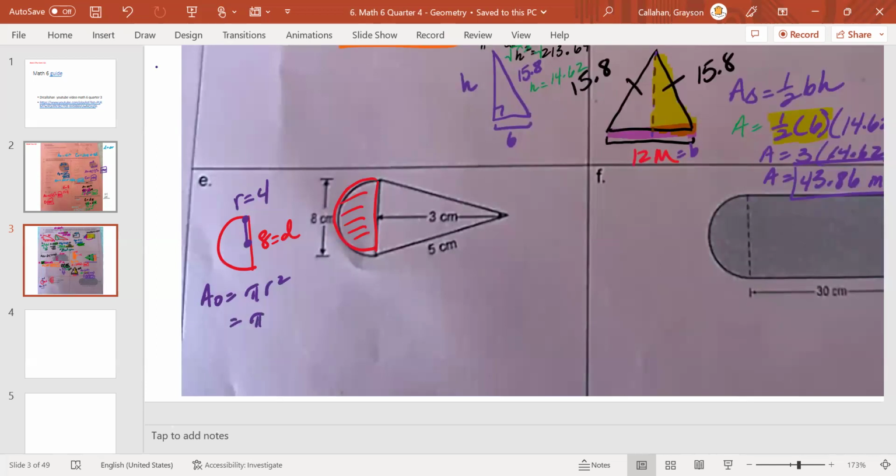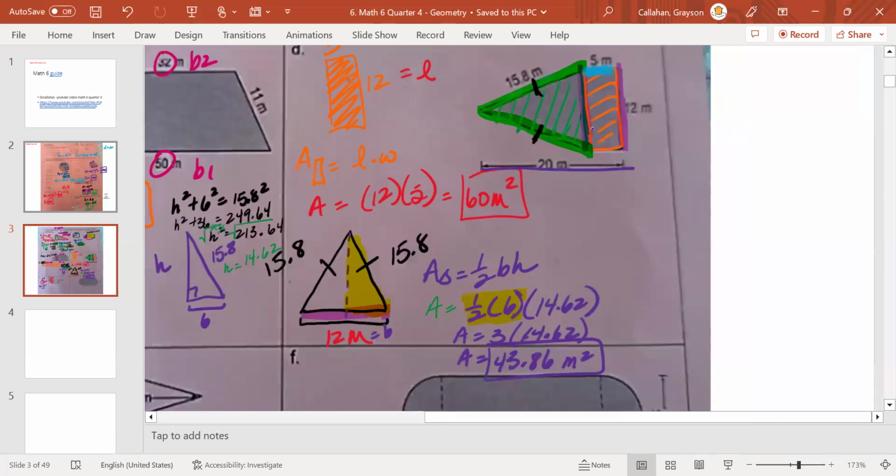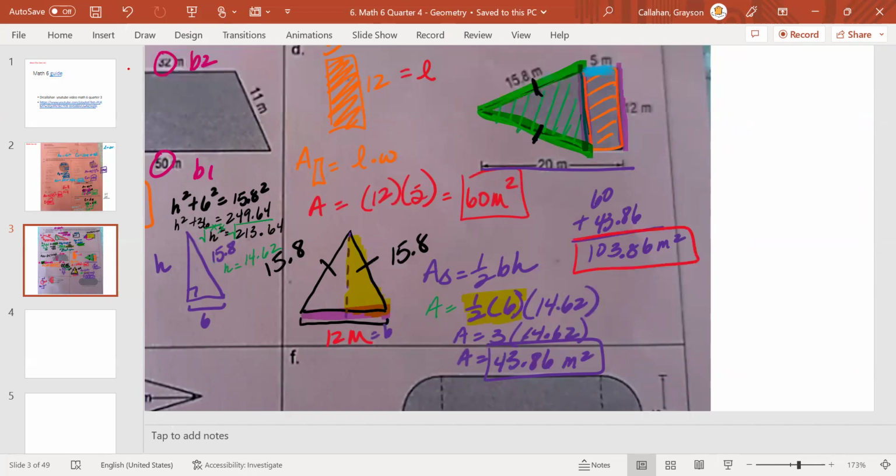So that's pi. Oh, you know what? We didn't finish this question. I just realized that. You gotta add the two together, right? So the triangle plus a rectangle is 60 plus 43.86, which is 103.86 meters squared. Okay, well, that's your answer.